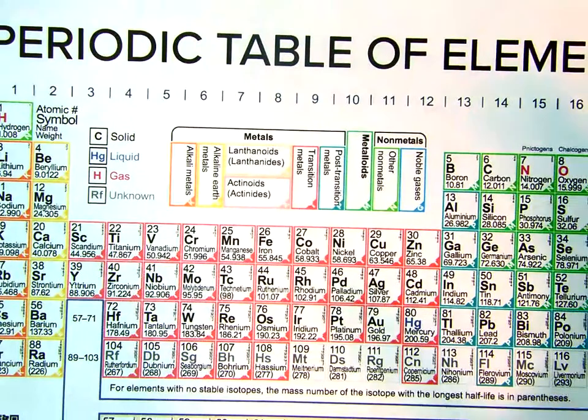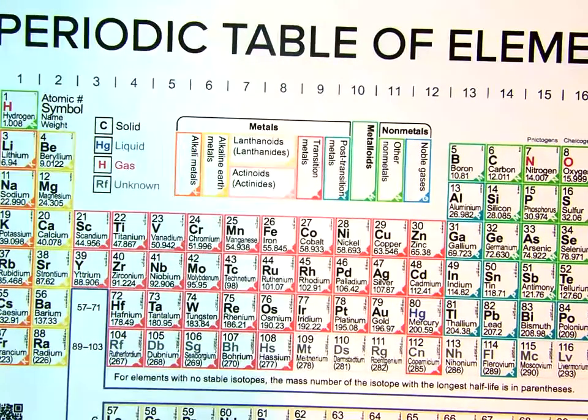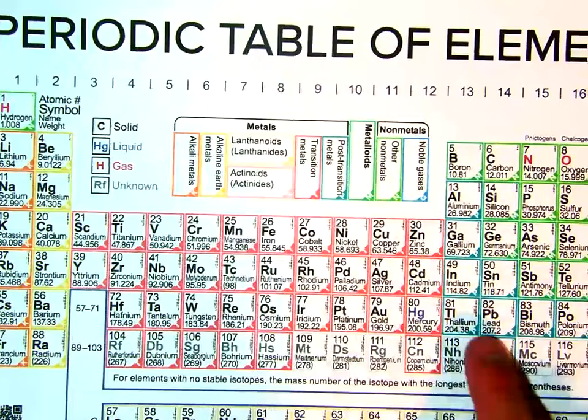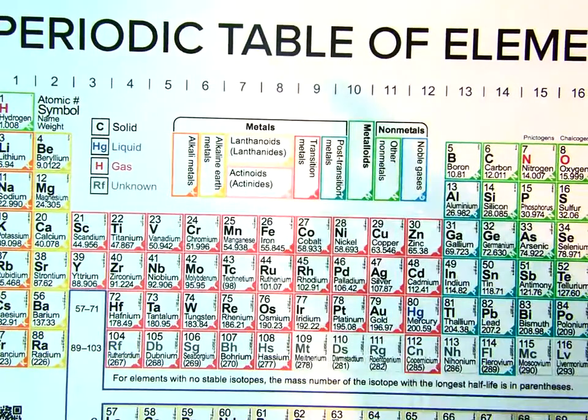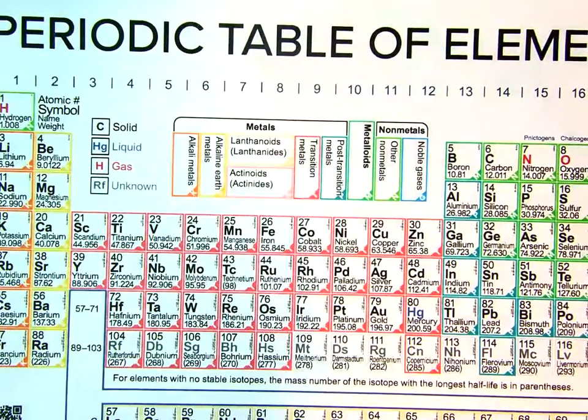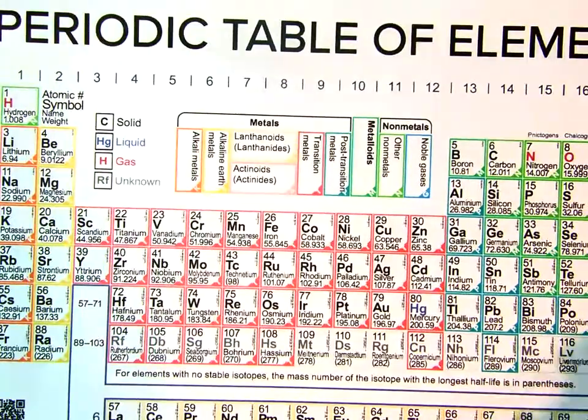Okay, so what we're doing today is interpreting chemical symbols. We have this periodic table with a bunch of numbers, right? We want to know what those numbers mean, what they signify. Okay, so let's go ahead and get started. We're going to zoom into carbon.